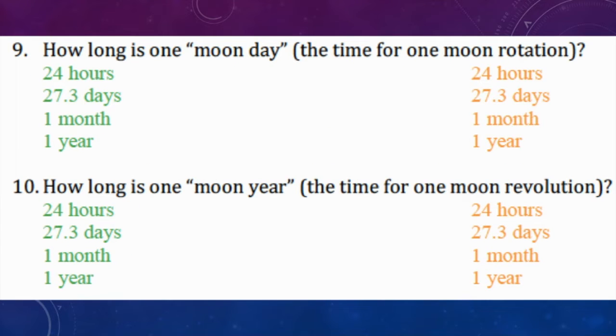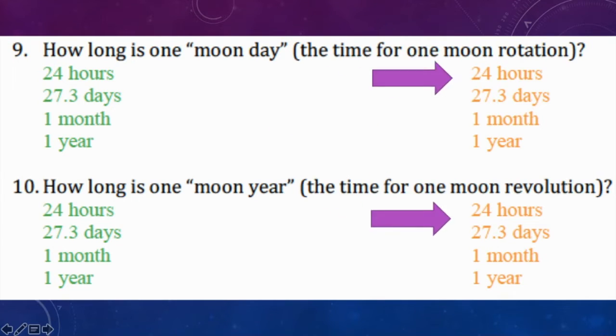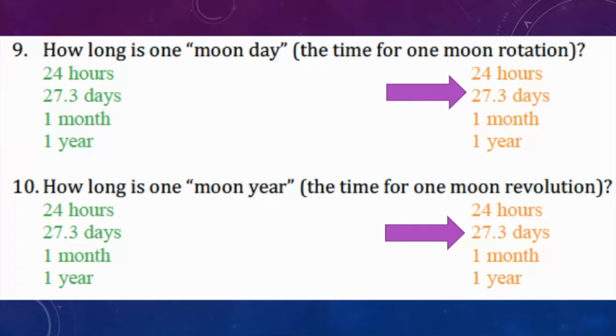Questions 9 and 10, how long is one moon day and one moon year? So how long does it take for one moon rotation and one moon revolution? You could quickly Google this and you'll discover that it's the same answer. Or you can check out this May Moons 2005 poor resolution picture from Wikipedia and count how many days are there between the new moon phase and the next new moon phase. And you would know that it is approximately 27.3 days for both one rotation and one revolution.